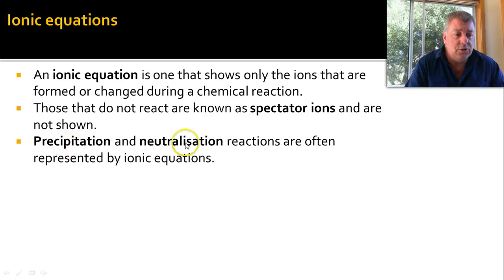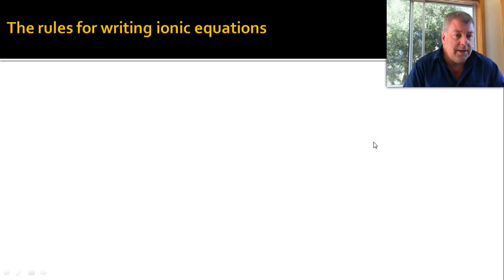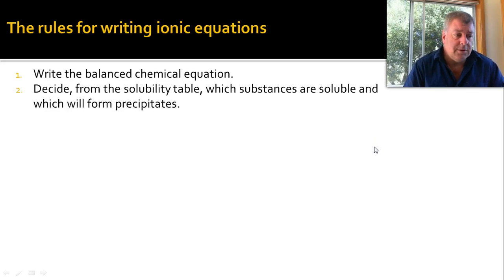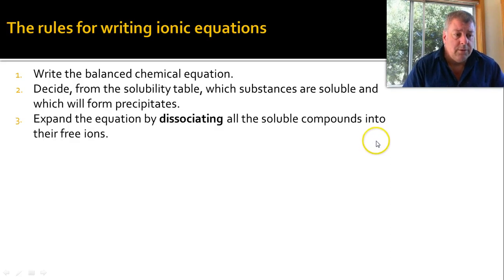Precipitation and neutralization reactions are often represented as ionic equations because it simplifies their writing and makes it a lot quicker. With a little bit of practice you should get good at that. There are some rules, not too hard. First of all, you've got to write the correct chemical equation, and it's got to be balanced, so you've got to be able to write your formulas. You've got to use the solubility table to pick what substances are soluble or insoluble. You expand the equation by dissociating all the soluble things.